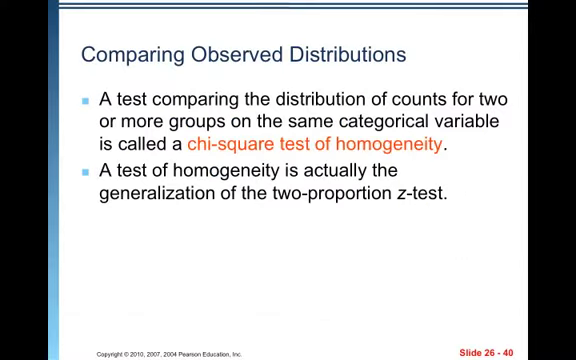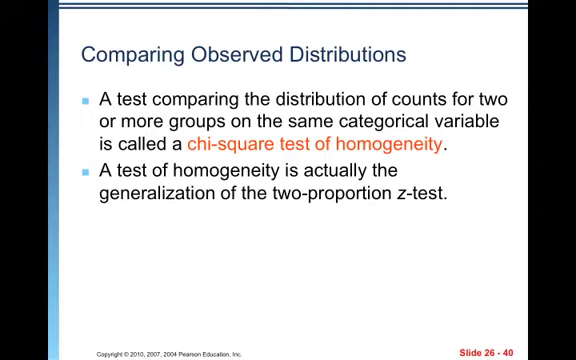Welcome to your AP Statistics lesson on Chapter 26, chi-square test of homogeneity and independence. They are conducted very much the same way, so we will discuss these two in the same video. All right, comparing observed distributions.